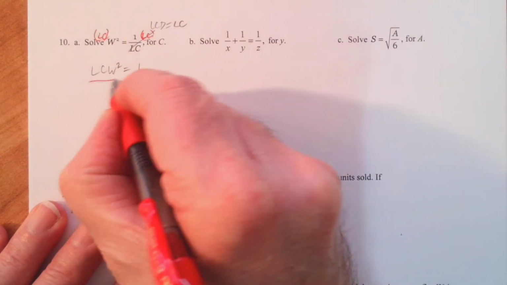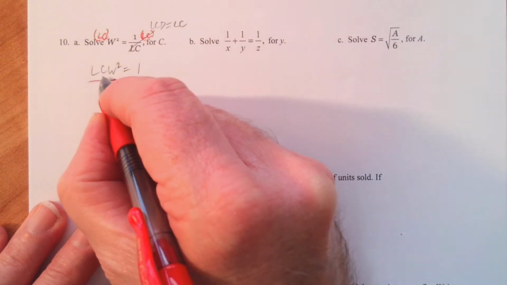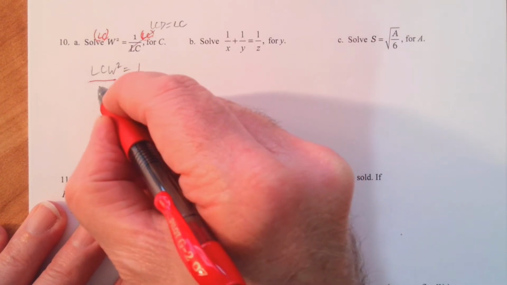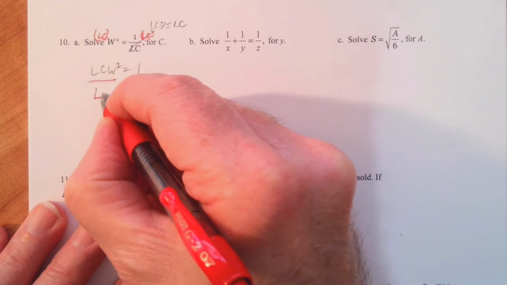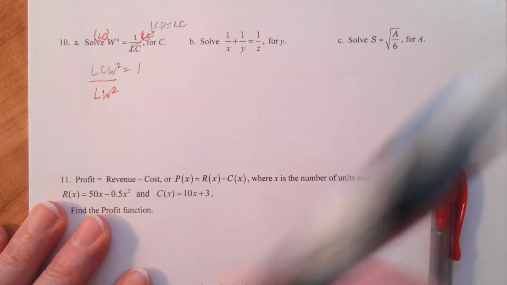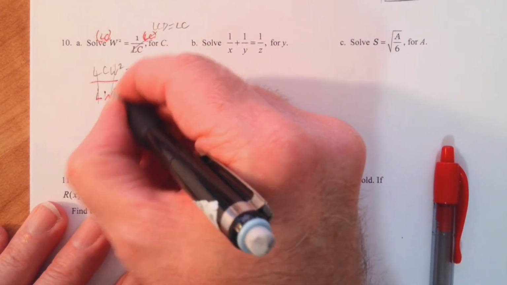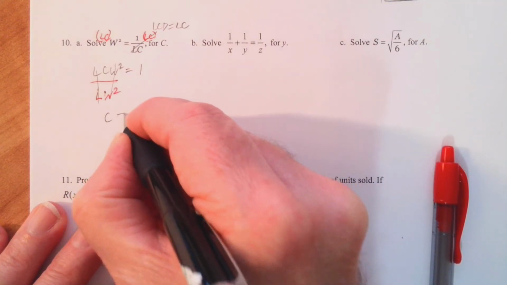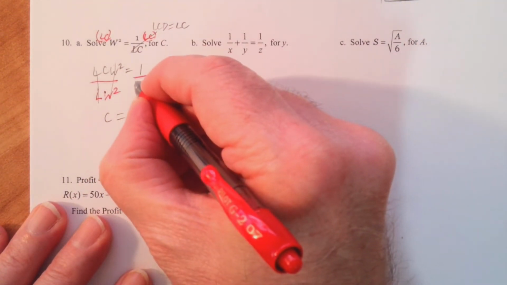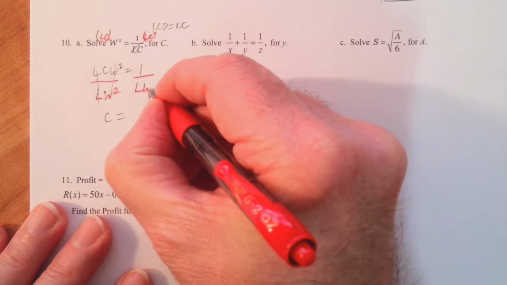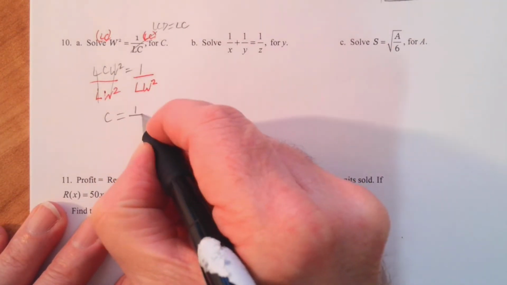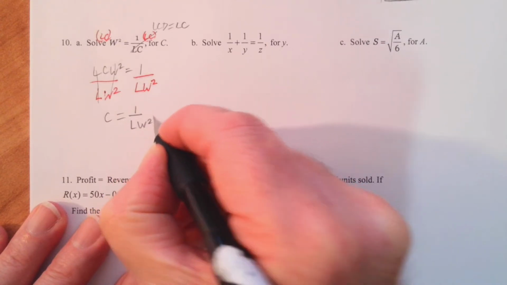So we're solving for C. That means, now notice we have L times C, and C is also times W squared. So everything's multiplied here. We can divide by L and W squared, and notice that's going to get C by itself, because these L's will cancel, and so will the W squareds. Now, of course, whatever we do to one side, we have to do to the other. We'll divide the right side by LW squared. And so C is equal to 1 over LW squared.